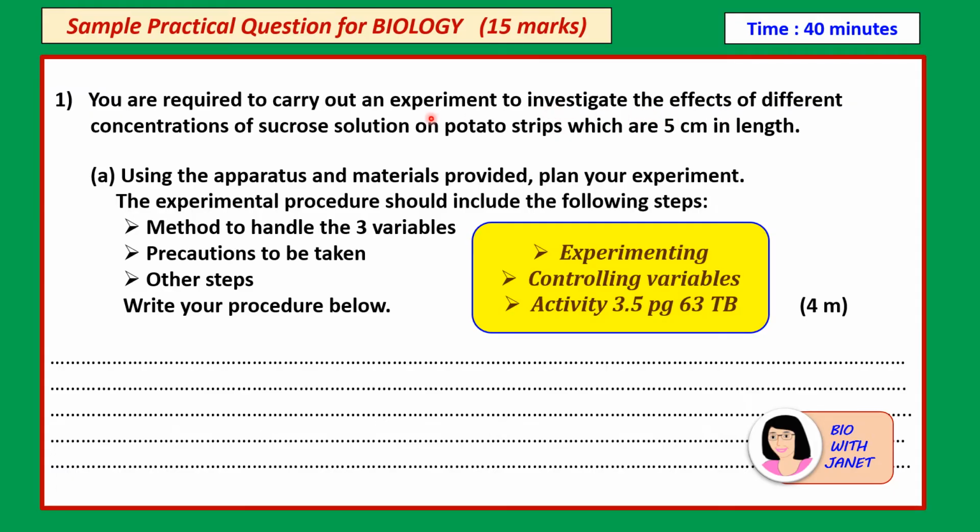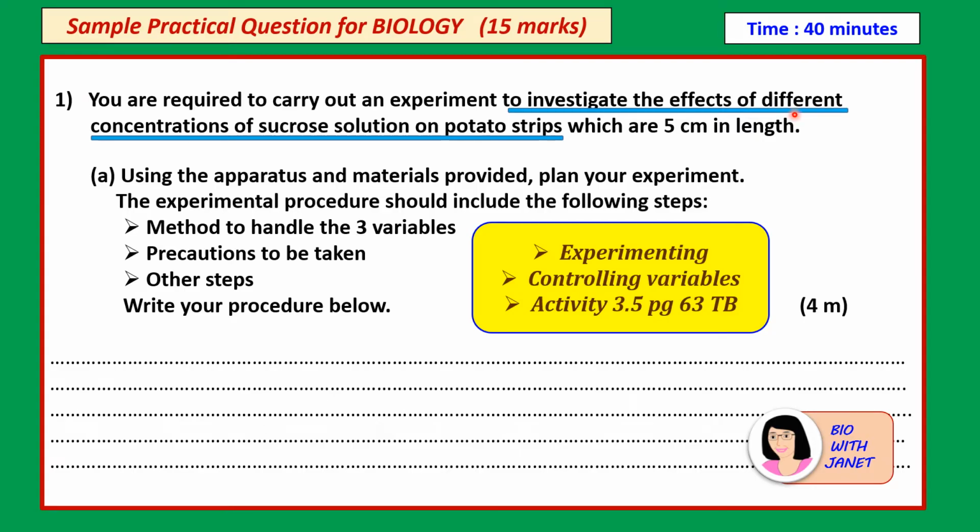The effects of different concentrations of sucrose solution on potato strips. So this is your objective. Underline it. Next, determine the MV and the RV, the manipulated variable and responding variable from the objective. When you come across the phrase "to investigate the effects of something", that something is the MV. To investigate the effects of MV on RV.